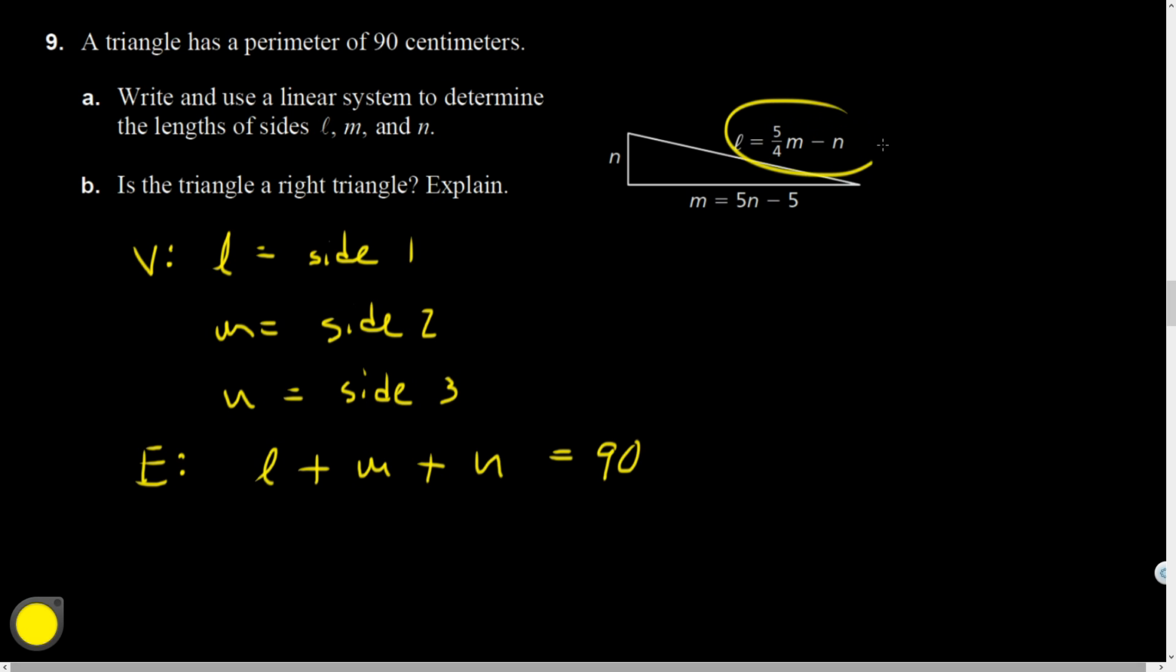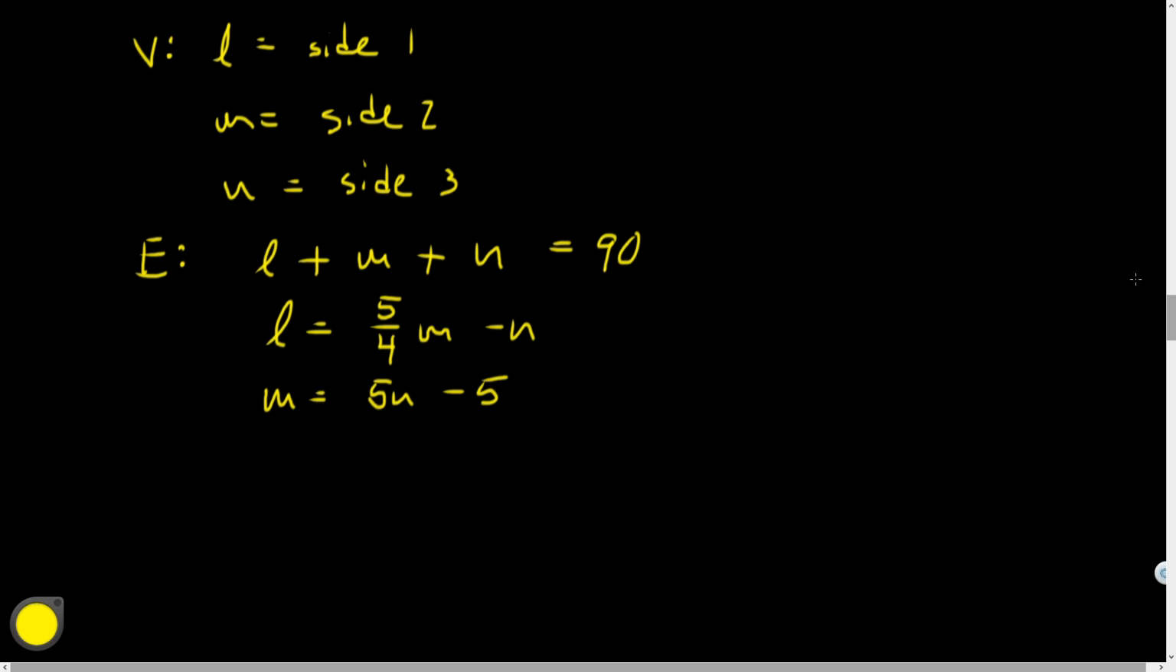Then I've got another fact. They happen to give me this fact here. They said the length is equal to 5/4 M minus N. And then they gave me another fact right there that M was equal to 5N minus 5. And so here's my 3 equations. I would probably go substitution based on what I have here. You could substitute this in for M here and in for M here. You could get rid of the fraction on this equation by multiplying both sides.